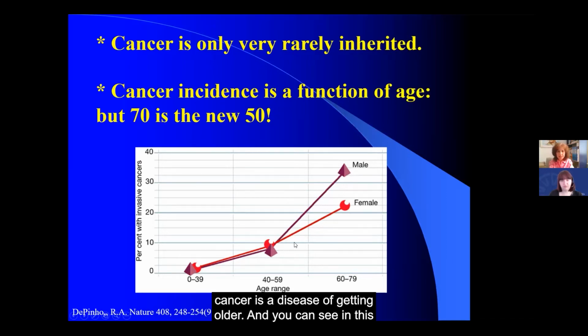And you can see in this graph, on this side, we have the percent of people with invasive cancers. And on this axis, we have age group. So you can see the cases are fairly low when you're young, and they increase quite a lot as you get older, over 60. And again, that's because the accumulation of mutations over time can give rise to cancer.